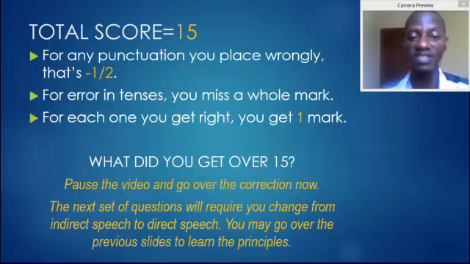For error in tenses, you miss a whole mark. Yes, error in tenses, you miss a whole mark. Please be objective on yourself and ensure you evaluate yourself appropriately. So for each one you get right, you get 1 full mark. So let me know what you got over 15. So pause the video and go over the corrections now.